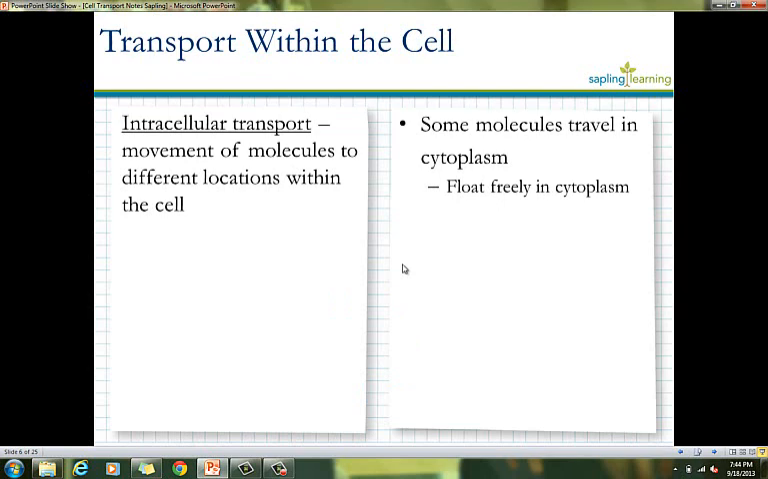So we have what is called intracellular transport, and this is the transport of molecules to different locations within the cell. Intracellular transport of some molecules occurs in the cell cytoplasm. Many molecules float freely within the cytoplasm. Other molecules are transported by motor proteins. Motor proteins are specialized to carry molecules throughout the cytoplasm. They accomplish this by walking, is kind of what we call it, along a network of microtubules that exist within the cell cytoplasm.